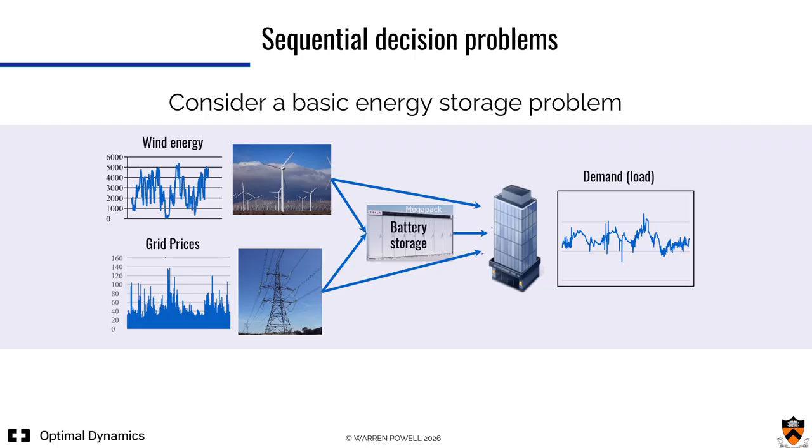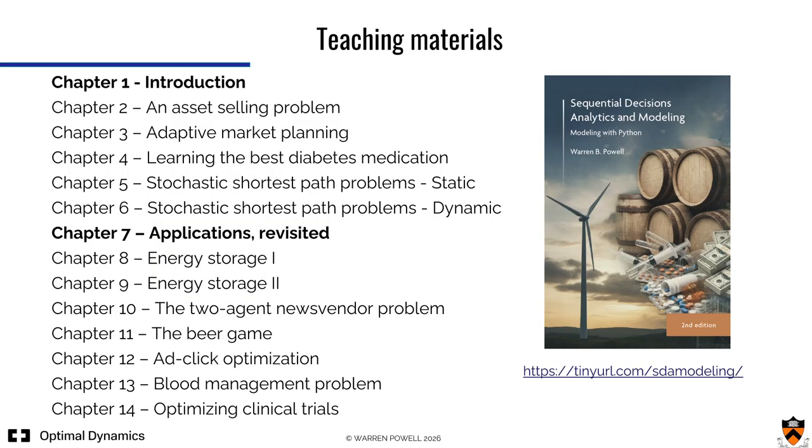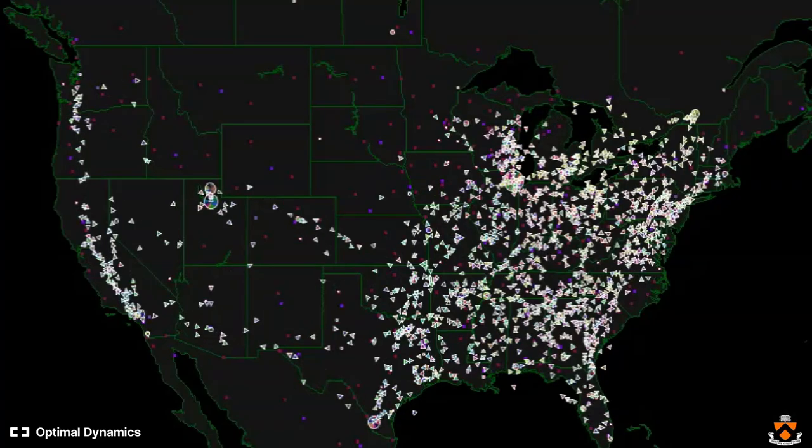Then maybe you have a battery storage device to help smooth out the variations. Now, I like this book on sequential decision analytics and modeling. Twelve of the chapters are all different applications. These are all sequential decision problems. They come with a model. Again, fairly simple, but this is a wide range of applications.